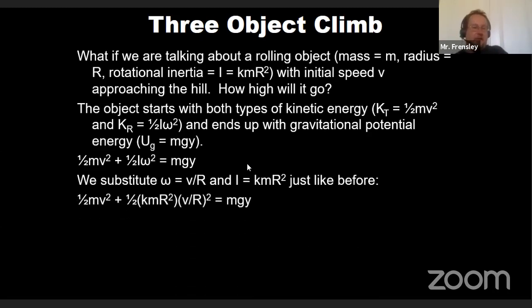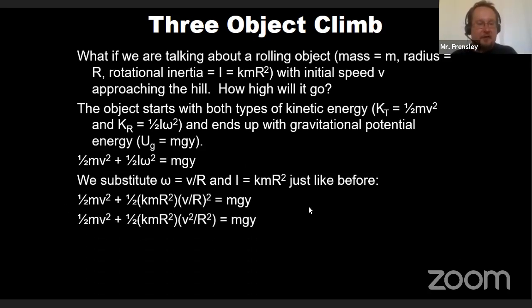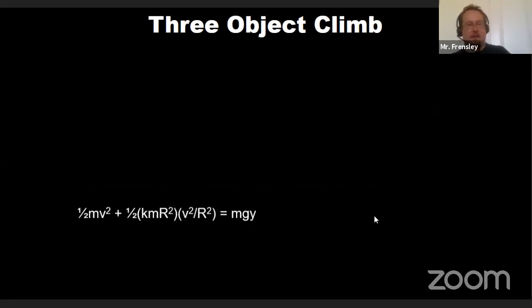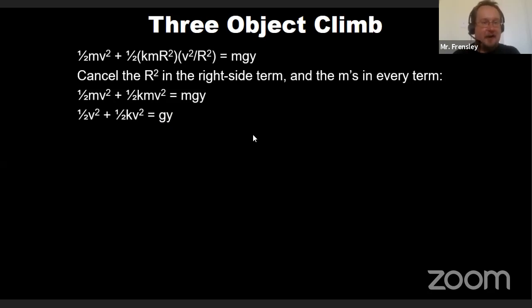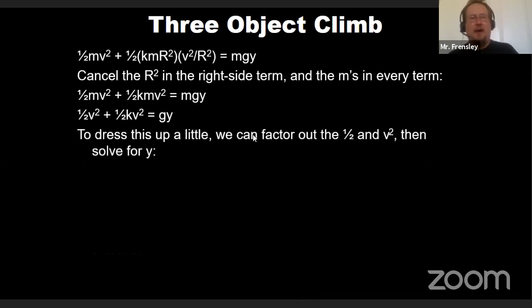So I'm going to plug in my v, my omega is v over r, my I is kmr squared. I'm going to cancel all the r's again, top to bottom. I'm going to cancel the m in every term. We can see that the r squared is going to cancel out. It's just the same as we've been doing before. Now let me solve for the y. So I'm going to divide by g, and I'm going to factor out the half and the v squared. And you're like, wait a minute, Frensley, isn't this what you just did, only you're solving for a different variable? Yes, this is what I just did. I'm just solving for a different variable. It's the same thing again.